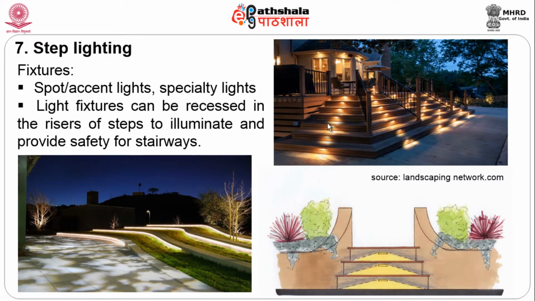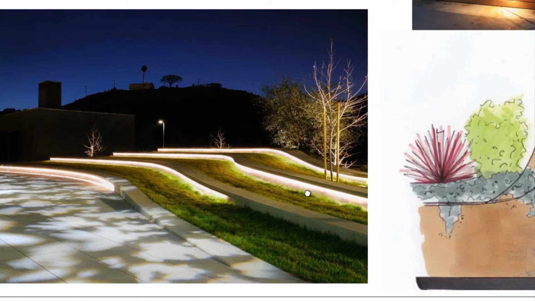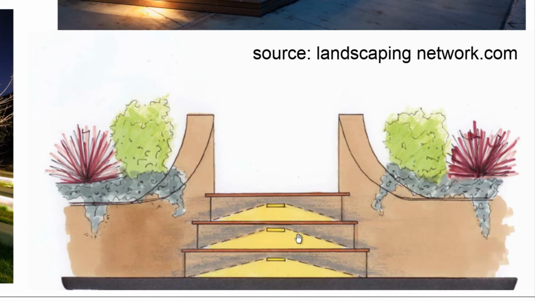This is the step lighting. The fixtures for step lighting are spot, accent lights and specialty lights. Light fixtures can be recessed in the rises of steps to illuminate and provide safety for stairways. So, the image here on the left is a nice interesting example of step lighting. You can see the steps or the contours highlighted with lights. It is a very nice effect during the night. It shows a very good effect on the contours, and this is a graphic showing how step lights are placed.